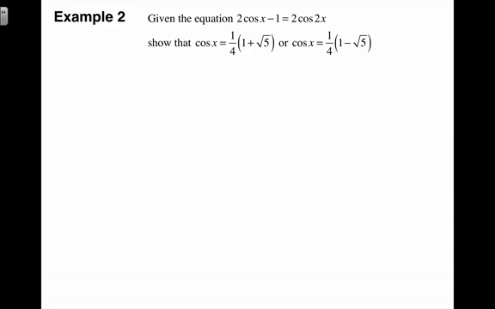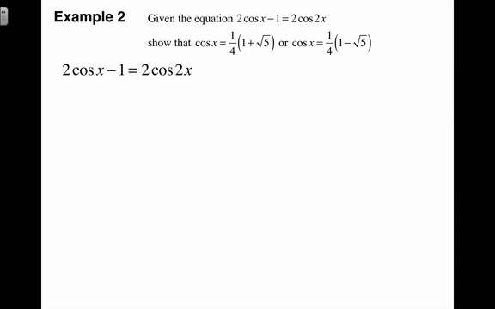Okay, in example 2, we are given the equation that 2 cos x minus 1 is equal to 2 cos 2x. And we're told to show that cos x is equal to a quarter outside of 1 plus root 5, or a quarter outside of 1 minus root 5. Now notice we haven't actually got any bounds here because we'll get cyclical answers anyway. So let's just start off.